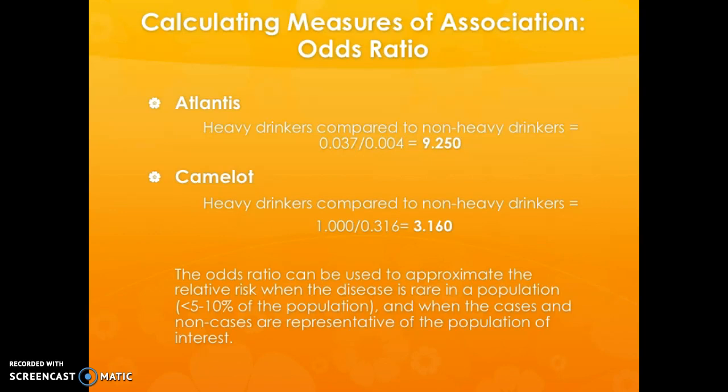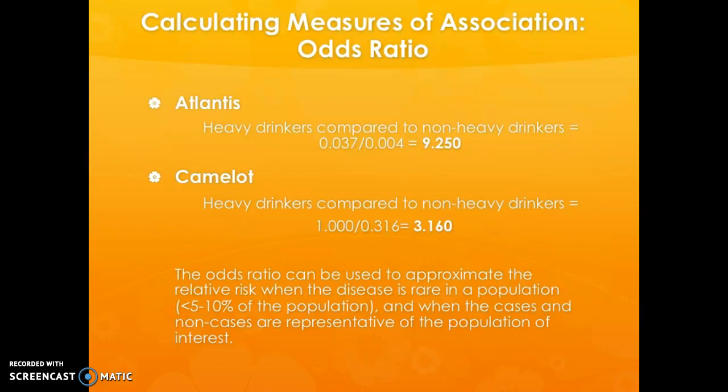The odds ratio for Atlantis, you take the two odds, the exposed versus the unexposed, as was shown before. So the odds of stomach cancer among heavy to non-heavy drinkers is 9.250 in Atlantis, and the odds of stomach cancer for heavy drinkers compared to non-heavy drinkers is 3.160 in Camelot.